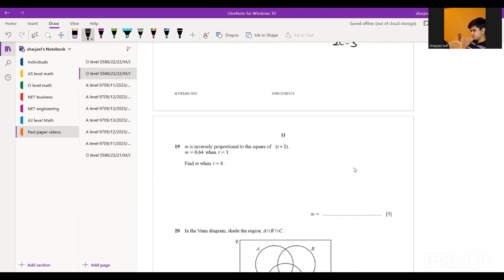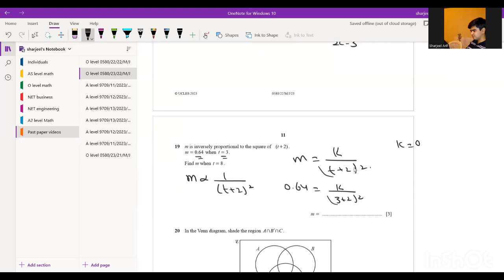For question number 18, we have been given that m is inversely proportional to the square of t plus 2. We have m equal to 0.64, t equal to 3. So the equation will be m equal to k over (t plus 2) whole square. We will substitute the given values of m and t. So when m is 0.64, t is 3.